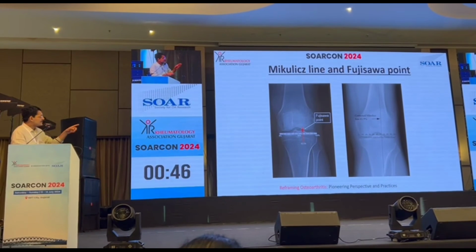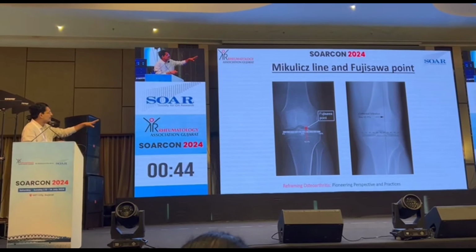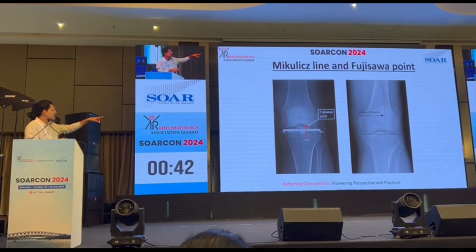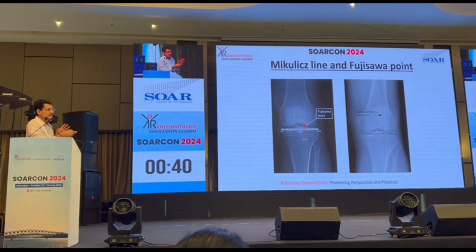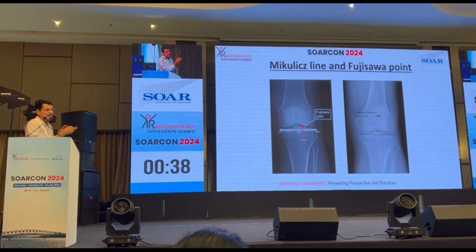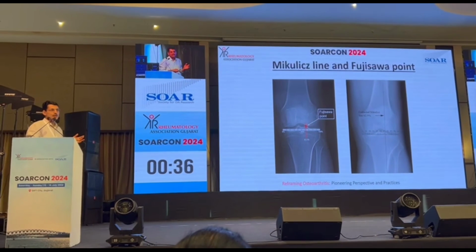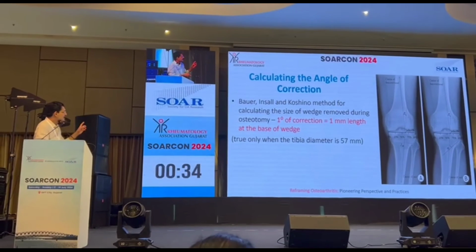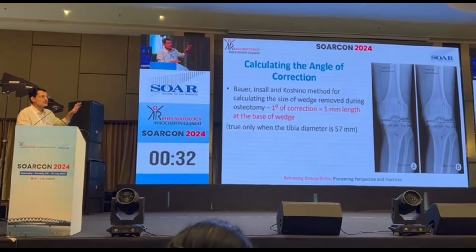Again, your weight bearing axis should be passing through the Fujisawa point, which is around the lateral tibial spine. If you have a varus or a valgus knee, and the axis is passing medially or laterally, then there will be a faster progression of osteoarthritis. And then you can correct it by doing osteotomies.